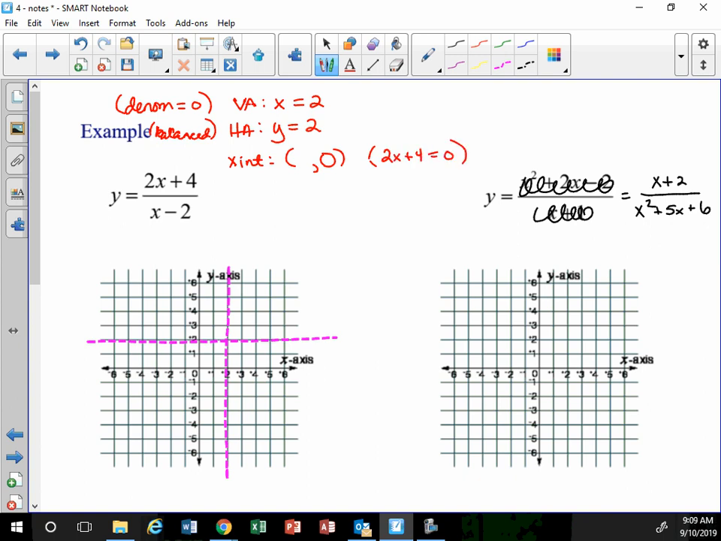Okay, just so that's your little reminder over here. This is what we're doing. So what does x end up being? -2. So the point (-2, 0) is your x-intercept.